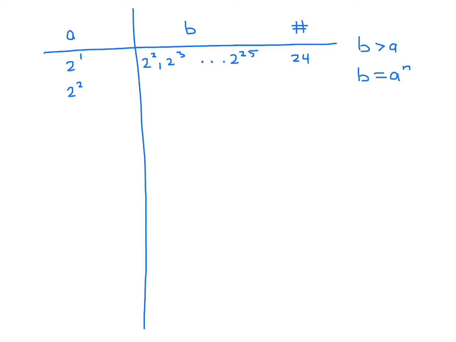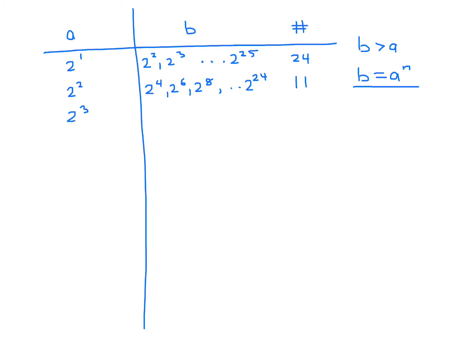How about if I have a to the power of 2? Well, at this point, I can only use 2 to the power of 4, 2 to the power of 6, 2 to the power of 8, and so on, all the way up until 2 to the power of 24, correct? Because remember, a to the power of something has to be equal to b. All right. So if that's the case, this gives me 11.